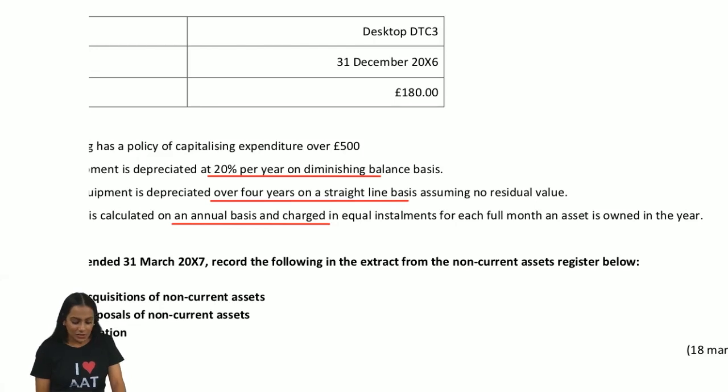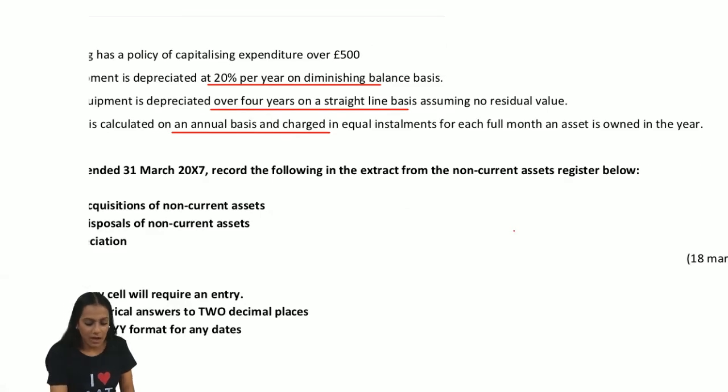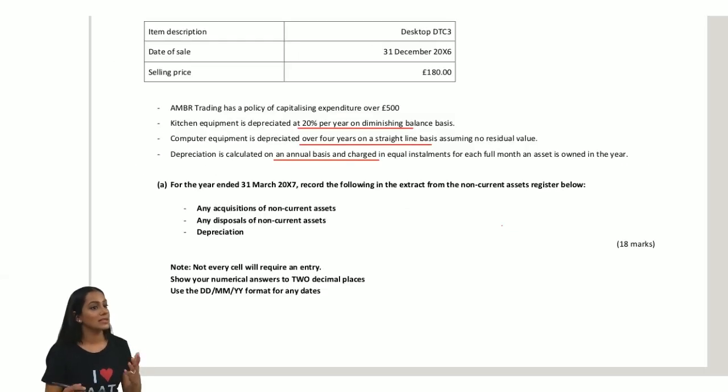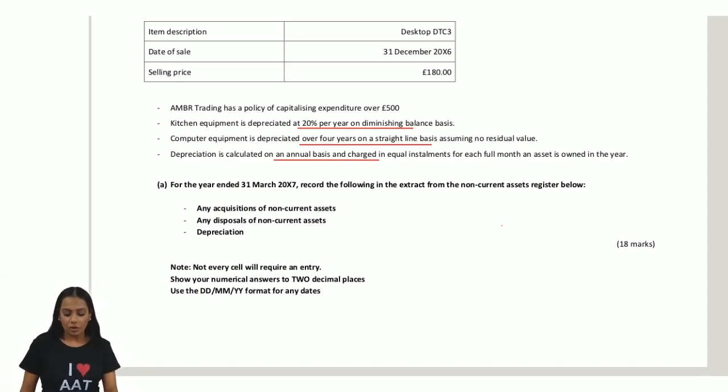Okay, so we have, let me just scroll down. Let me just zoom out a little bit so you can see the information as a whole. There you go. It says, for the year ended 31st of March 17, record the following in the extract from the non-current assets register below.